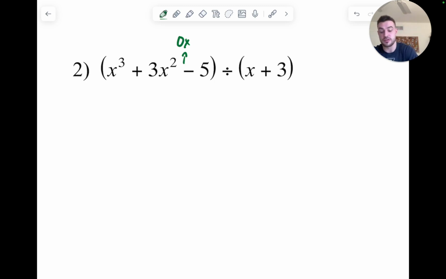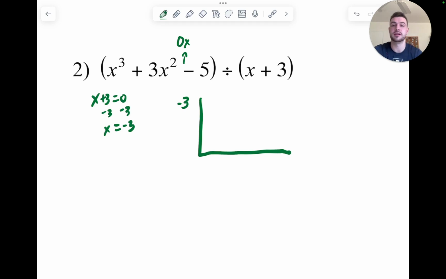Our synthetic division is going to work the same way. I'm going to take x plus 3 and set it equal to 0. When we solve for x, we get x equals -3. So the -3 is going to go on the outside. We have our synthetic division line here. And again, I'm going to take the coefficients. The first number is the coefficient to x to the third, which is just 1. Then I have my coefficient to x squared, which is 3.